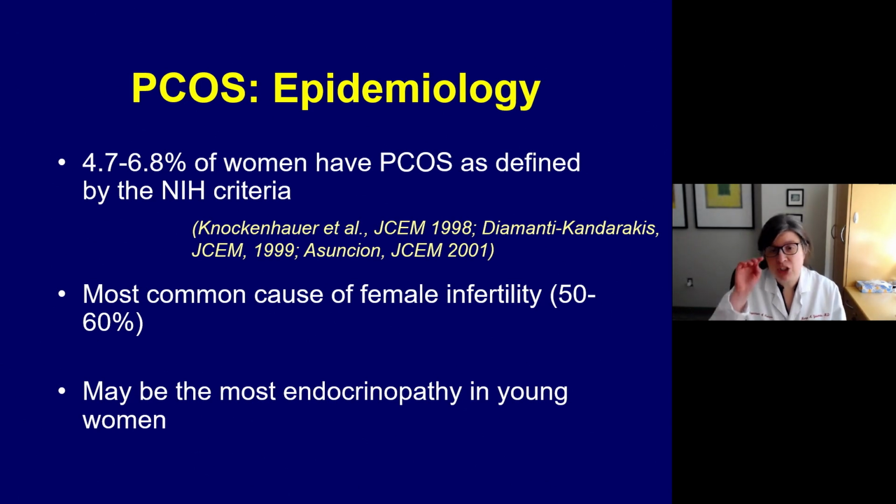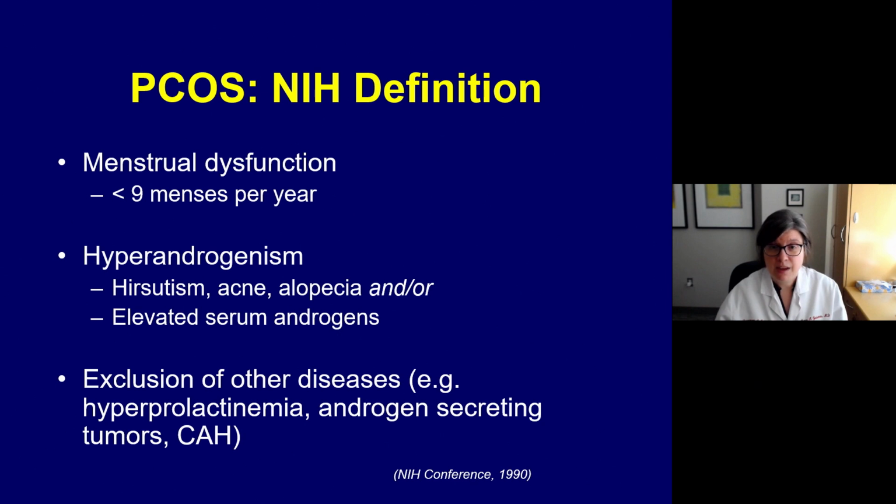In terms of epidemiology, it's extremely common, as we have discussed, 5 to 7% of women will have PCOS as defined by the traditional definition by the NIH. It's probably the most common cause of female infertility, accounting for 50 to 60% of cases. And many do feel it is the most common endocrinopathy in young women. The traditional definition, which many of us may remember, includes irregular periods and hyperandrogenism, either clinical or biochemical. And if you exclude other diseases, you make the diagnosis. This is the older definition that was used, especially for some of the epidemiology studies.